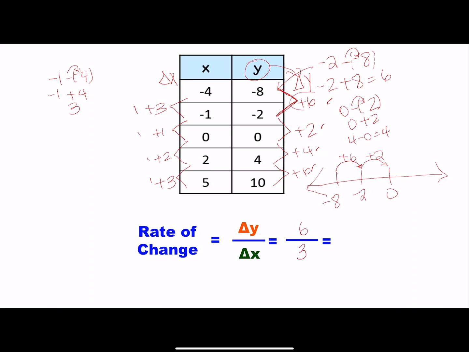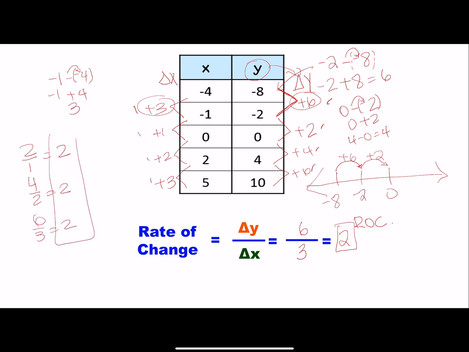I am grabbing my first delta y, my first delta x. Then I'm going to go and say, well, 6 divided by 3 is 2, right? This right here is my rate of change. And if we go and find all of the other deltas, we're going to find out that they are all going to simplify to a 2, right? So this is a rate of change.